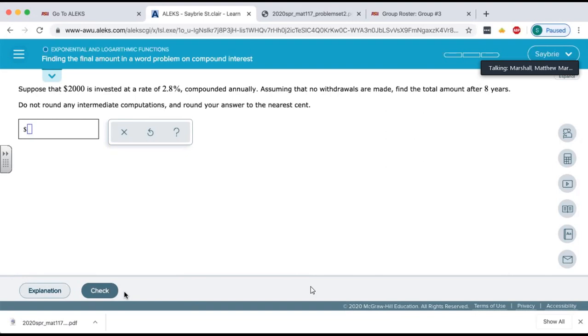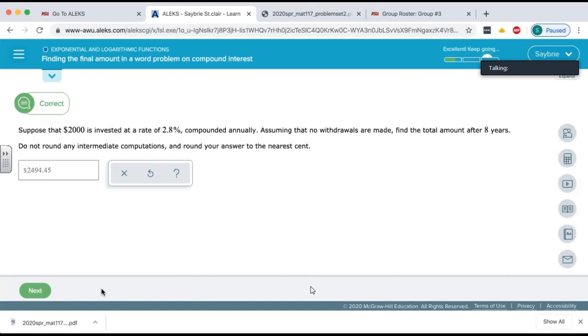Oh, nearest cent, so $2,494.50, or shoot, no, that would be. I'm sorry, let me do that again. Is that your cat? Yeah. I get 45 cents. So yeah, 45. I think that's good.